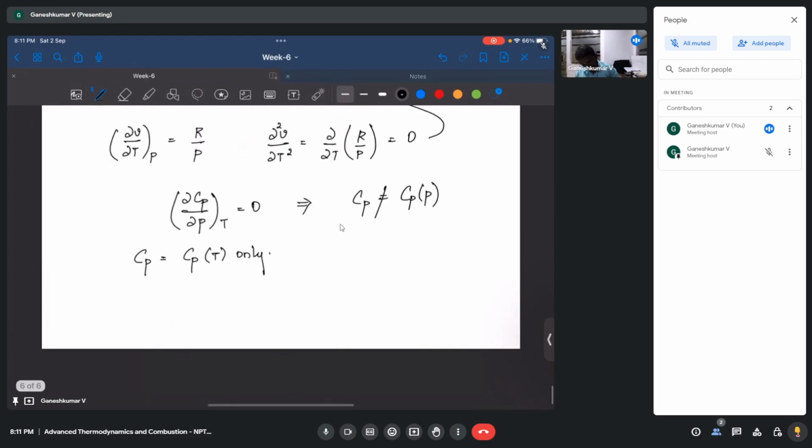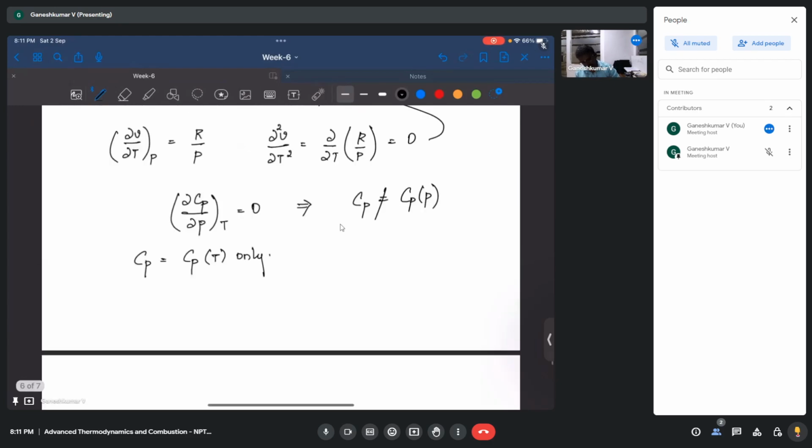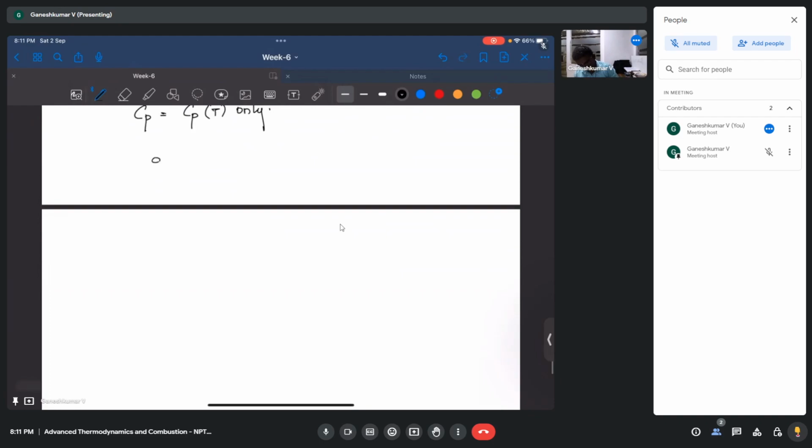So if that is the case, dH is equal to Cp, which is a function of temperature, times dT, right? So this proves that H is a function of T only.